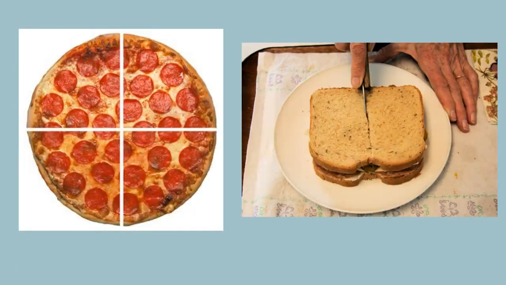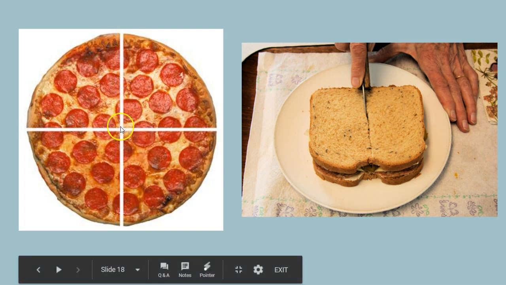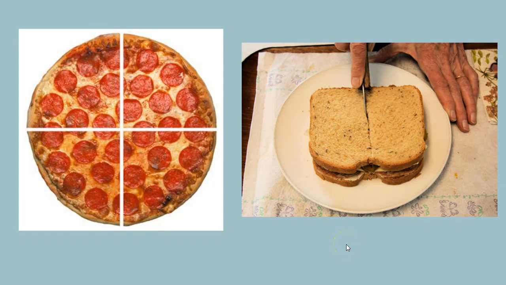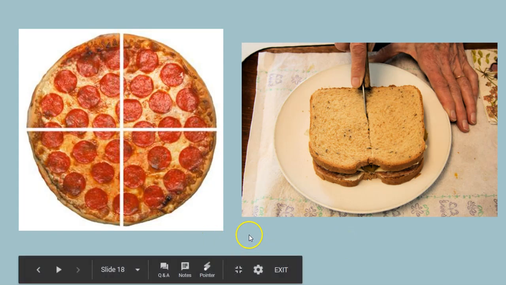So while you are going through your typical day, I want you to look for some examples of circles and rectangles, or really any shape that has been cut into fractional pieces, especially halves and quarters. For example, the pizza has been cut into fourths, and this sandwich has been cut into halves. Look for examples like this in your day-to-day life.